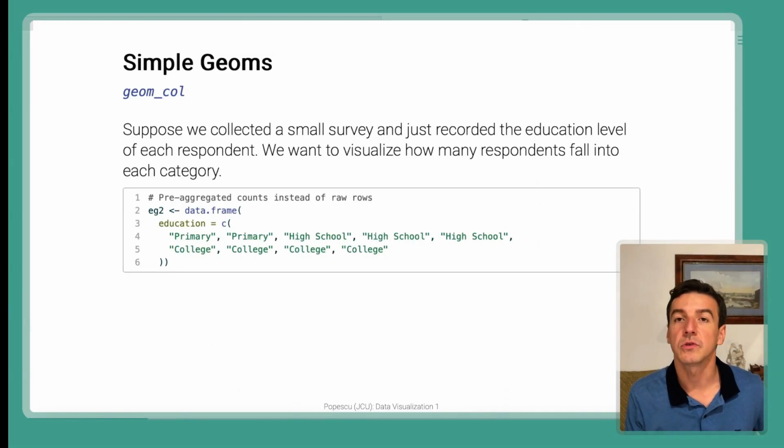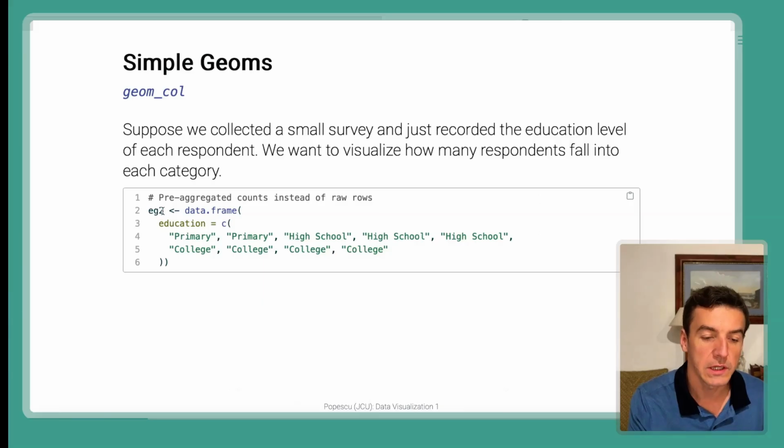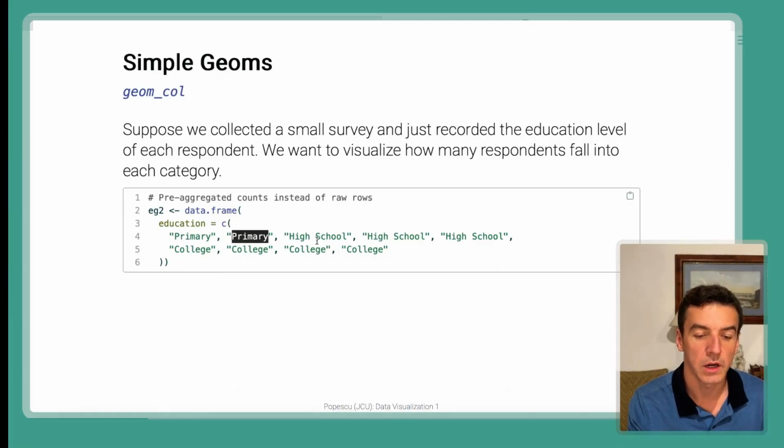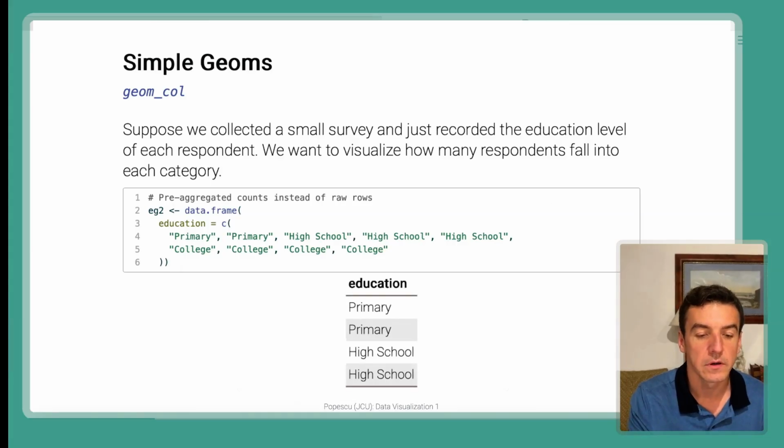Okay, let us move on to geom_col. So let us look at this new example. Let's imagine that we have a survey where we record the level of education for each respondent. So we want to display how many respondents have different levels of education. So this is a new data frame, EG2, and we only have one single variable this time. So we have primary, high school, college. We have 9 respondents. So our data would look something like this.